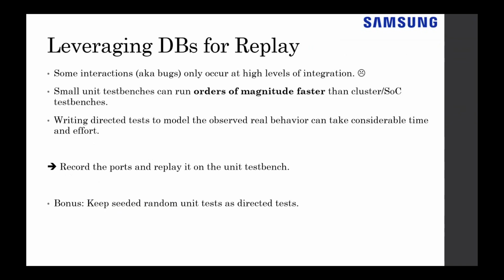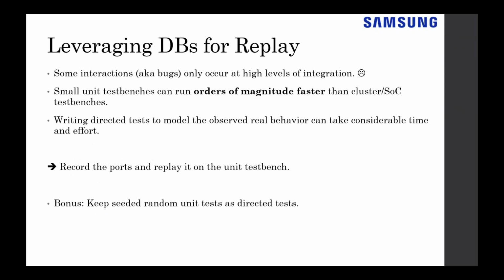So leveraging DBs for replay. As we all know, some bugs only ever happen at the highest level of integration. The teams that I work on unit benches usually, and in this particular case, it was a tiny little unit bench. But some bugs were only happening up at the cluster bench. So I had all of the IPs that we were working on together, and it would only fail there, which is kind of terrible because the unit bench runs so much faster. It takes a lot of time.